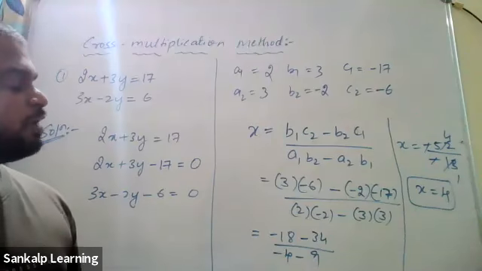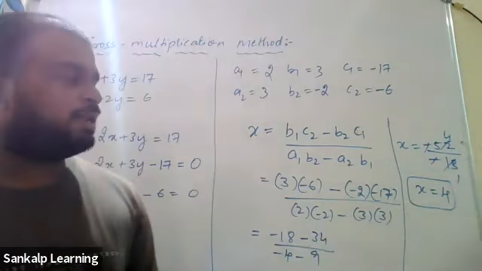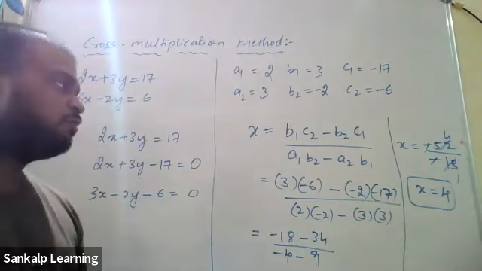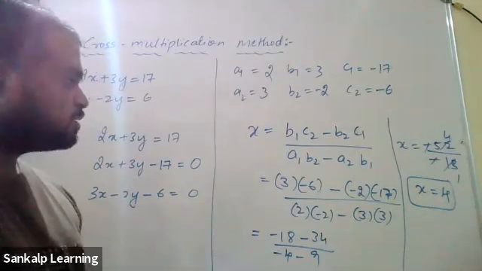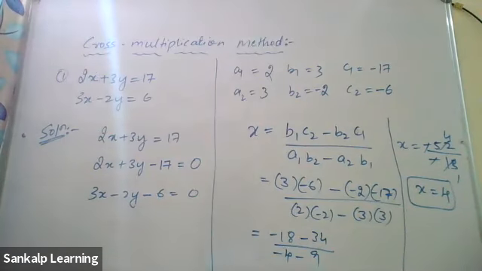Please find the value of y. The value of x is 4. Very simple. Use the value, use the formula for y: C1A2 minus C2A1 divided by A1B2 minus A2B1. Use that formula to find the value of y.